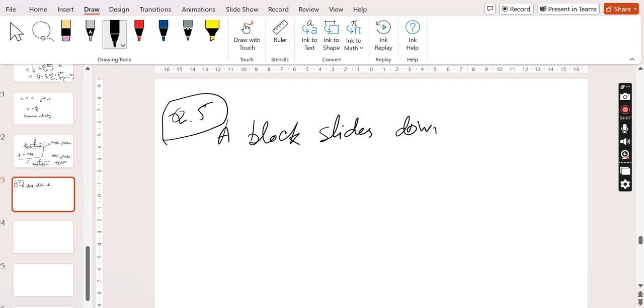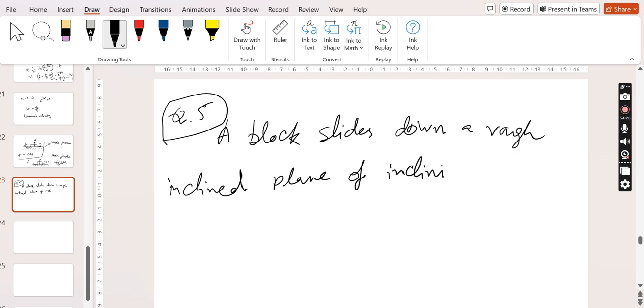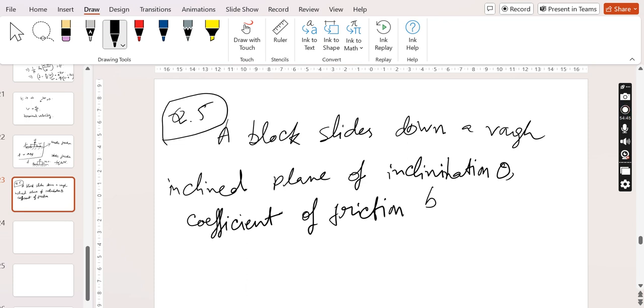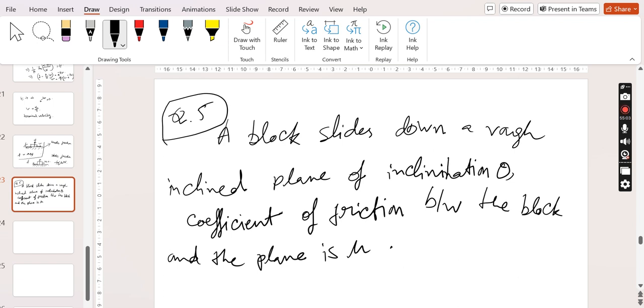So the question is, a block slides down an inclined plane, and the coefficient of friction between the block and the plane is mu. Calculate the acceleration of the block.